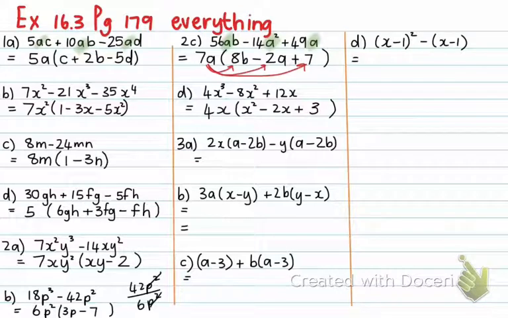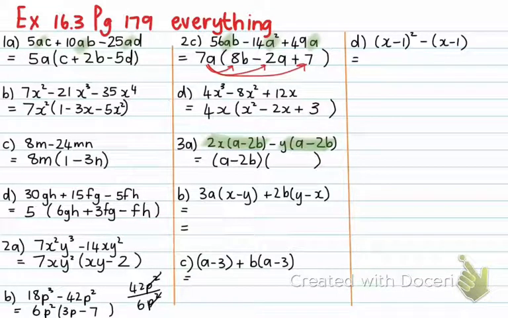Okay, question number 3 is a bit different. I have two terms here. That's term 1 and that is term 2. Now, if you look at these two terms, what do you see is the common factor between these terms? Do you agree that it will be this bracket, a minus 2b? I think so. All right, so now I must determine what's going to be left inside the brackets.